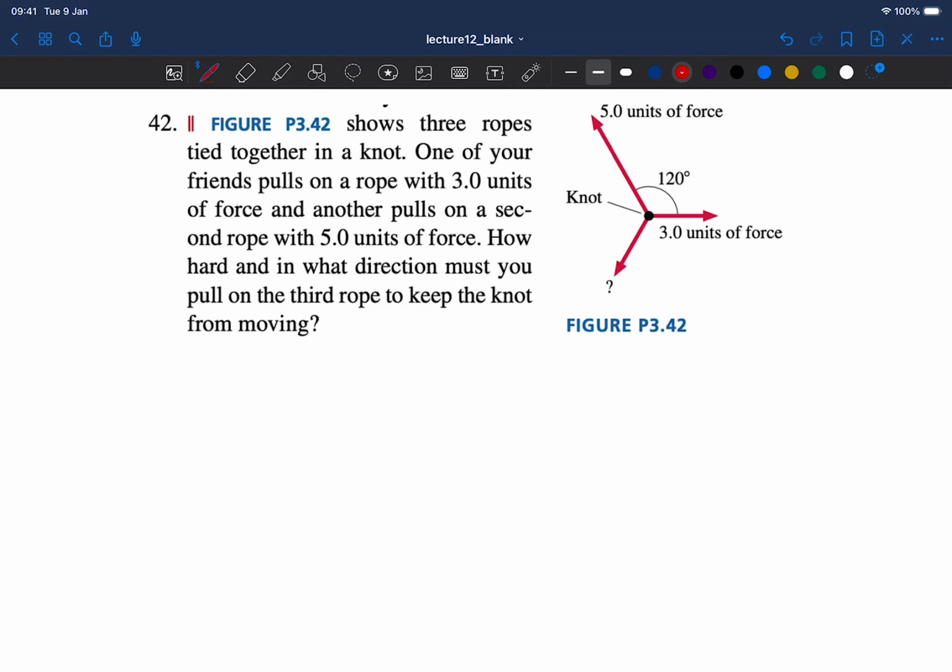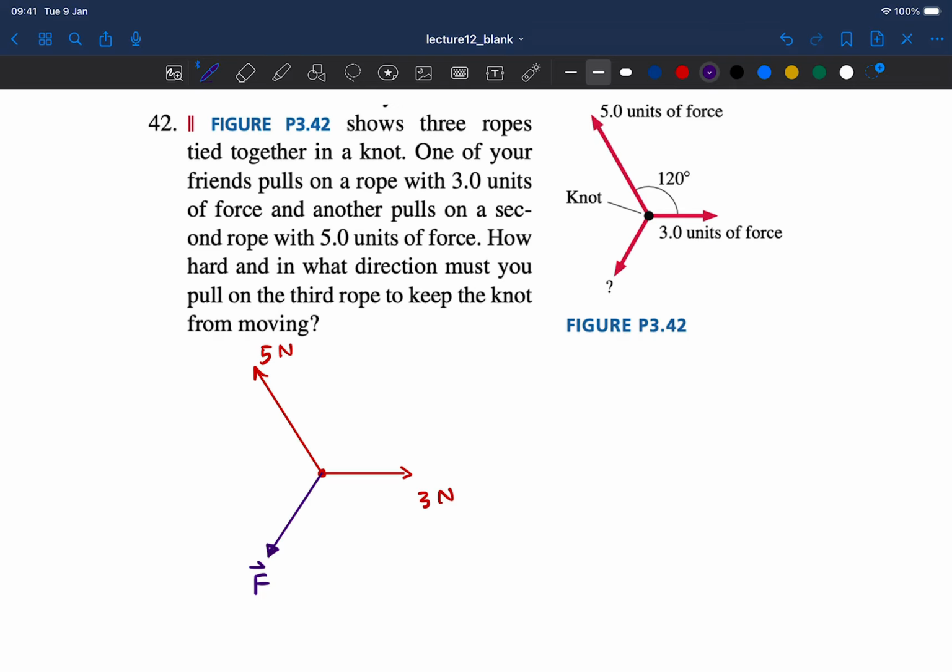So we need to find the force vector that makes the knot not moving. The easiest way is to decompose all the forces into x and y components. So this is 5 newtons, this is 3 newtons. And the unknown one I will just draw with a different color here. Just write F like this.